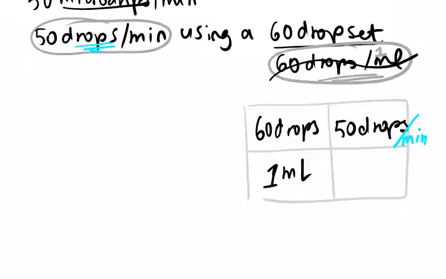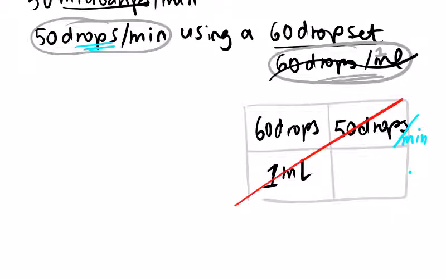Whatever answer we get in here will be mils per minute. That minute will be carried on. So let's even just clear that so we know this is what we are after. And let's do the calculation. So 60 drops goes down to 50 drops, so 1 mil has to go down as well. So our answer is probably going to be 0 point something.